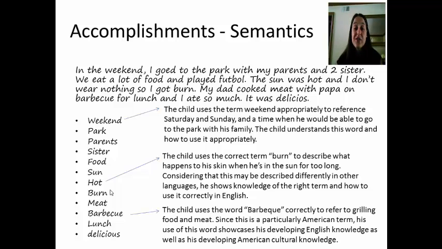And the last one, let's look at barbecue. The child uses the word barbecue correctly to refer to grilling food and meat. Since this is a particularly American term, his use of the word showcases his developing English knowledge as well as his developing American cultural knowledge. So that is something else that you can go and do, is look through your written language sample and see if there are any words that are particularly American or are indicative of specific cultural items from America. Because that really shows you insight into what the child can do and what the child knows.